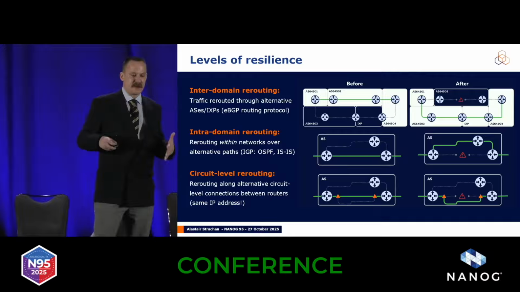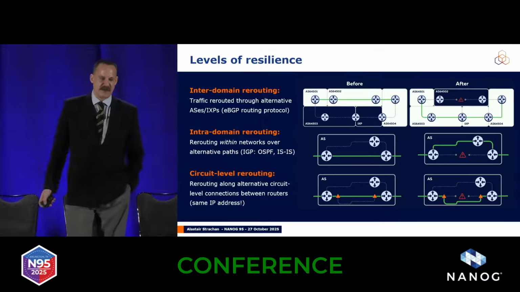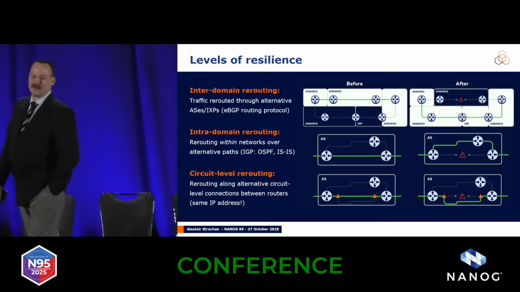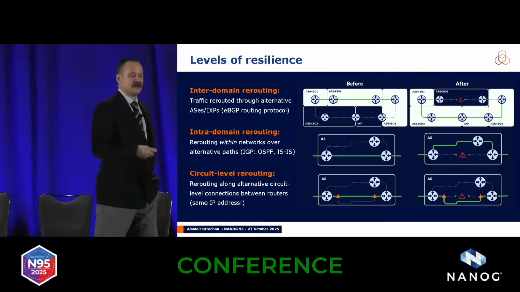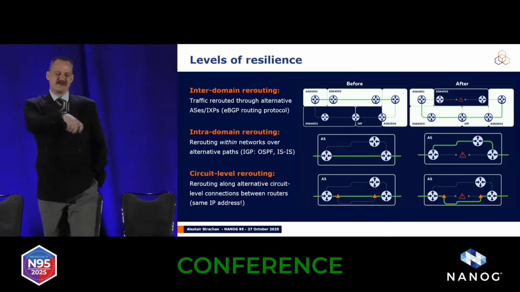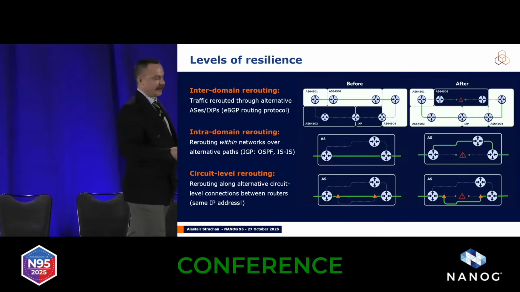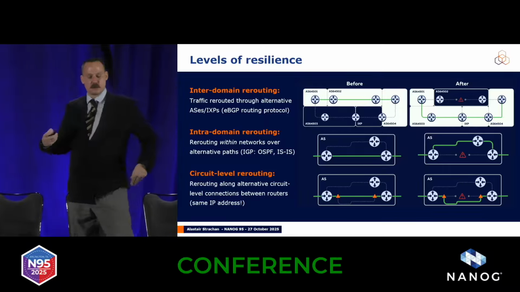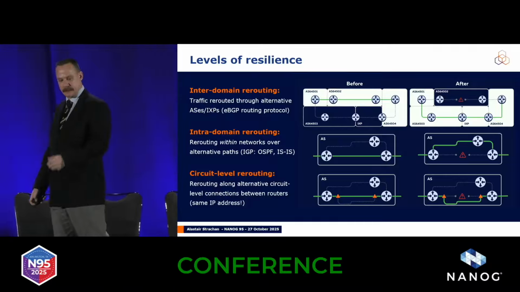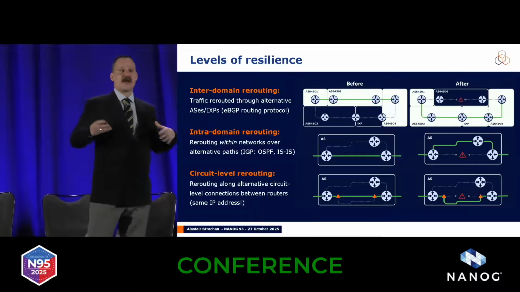We had inter-domain rerouting, which is traffic that's rerouted through alternative protocols, ASs, IXPs. I really wish we'd stop using so many acronyms. eBGP routing protocol. We also saw intra-domain rerouting, which is routing within the networks themselves, so using different paths, IBG, you can read those ones. And finally, we saw circuit-level rerouting, which is routing along alternate circuit-level connections between routers, but using that same IP address. So there are different levels of resilience that need to be taken into account when planning.